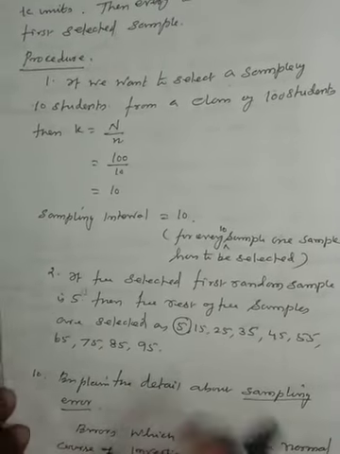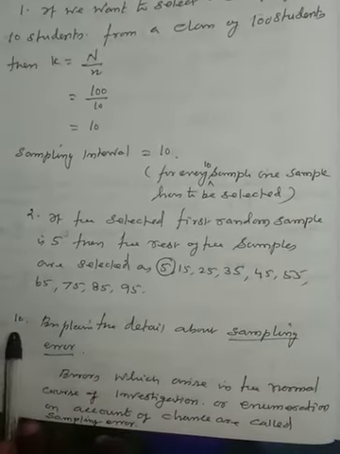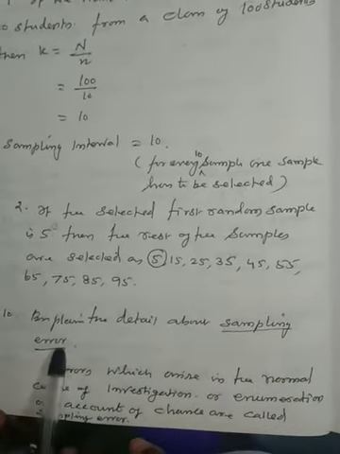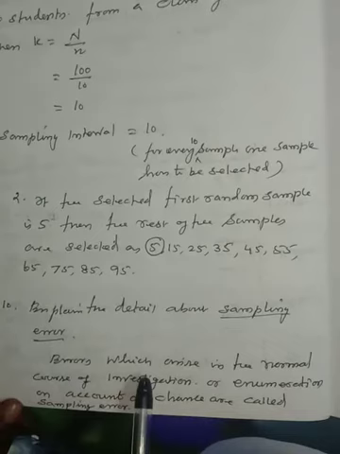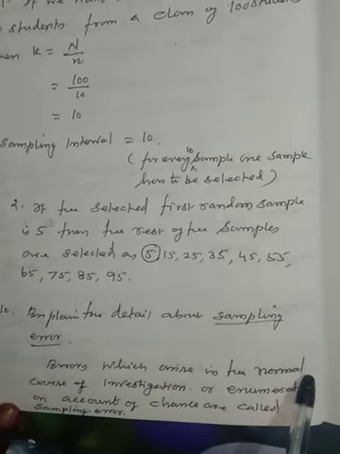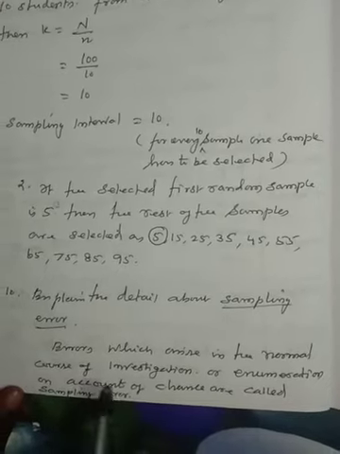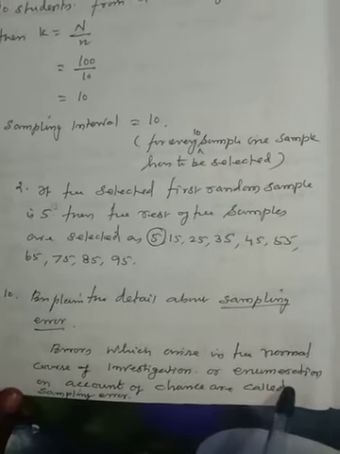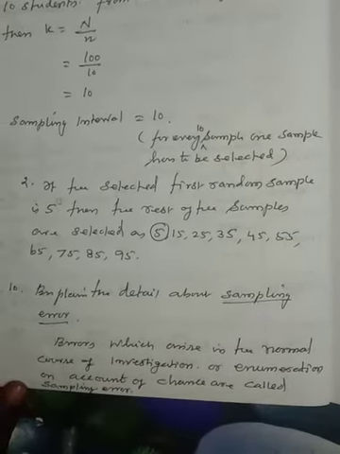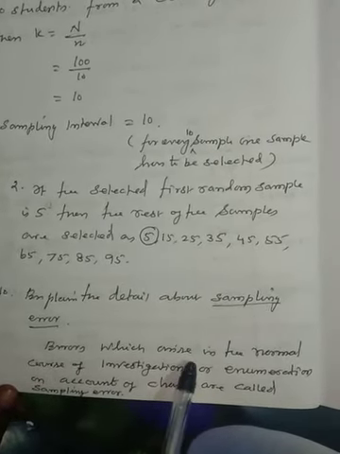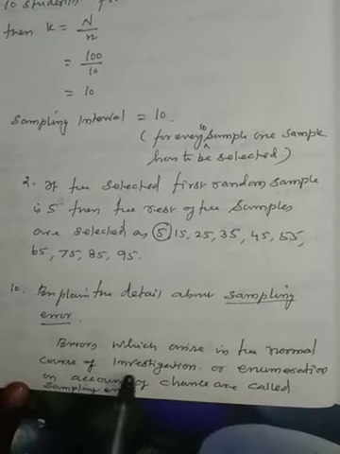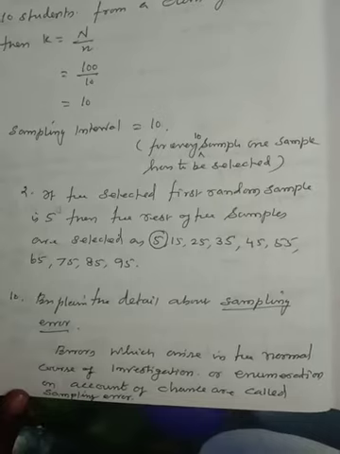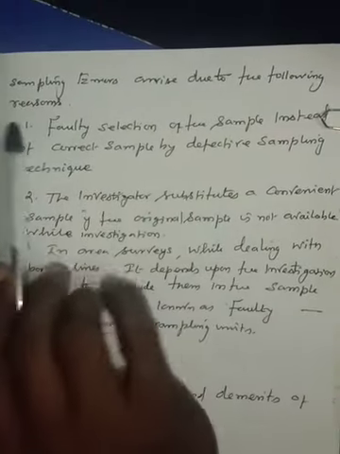Question number 10. Explain in detail about sampling error. Errors which arise in the normal course of investigation or enumeration on account of chance are called sampling error. Errors arise due to the following reasons.